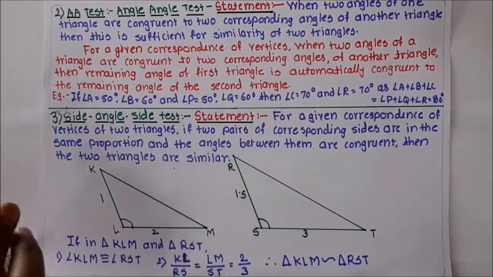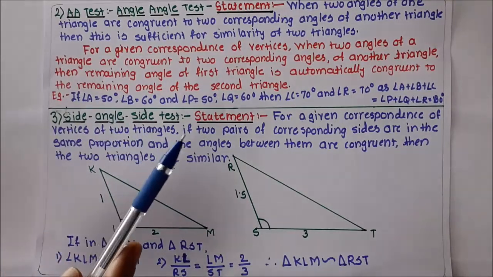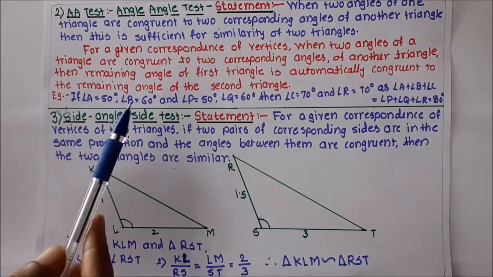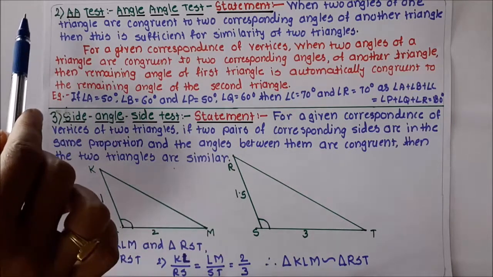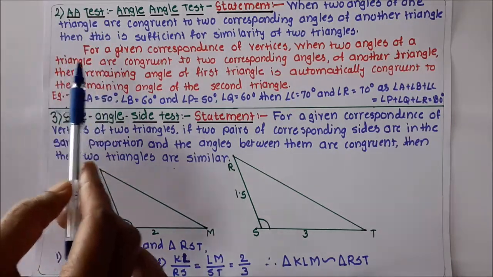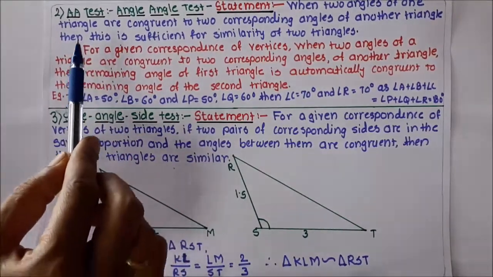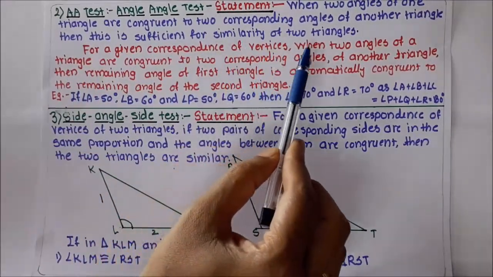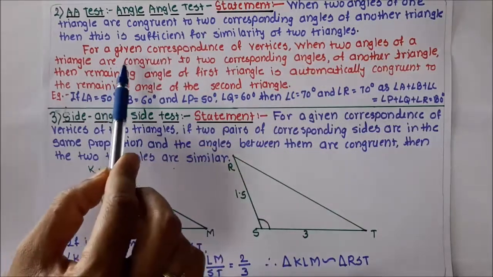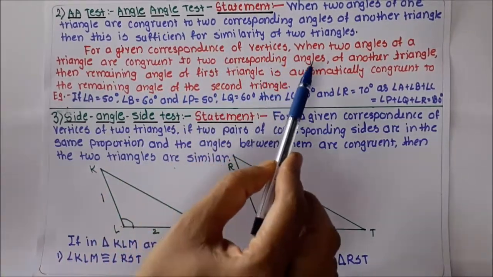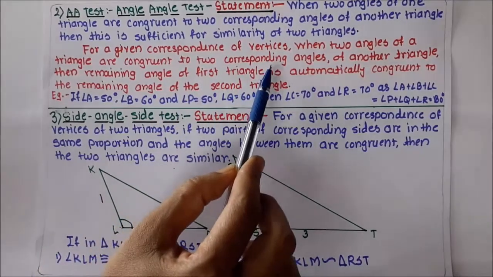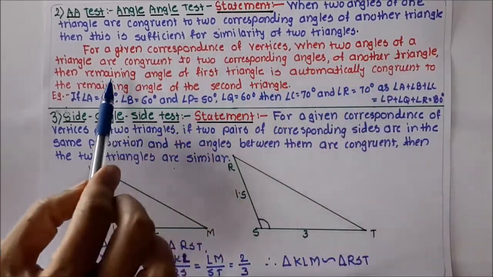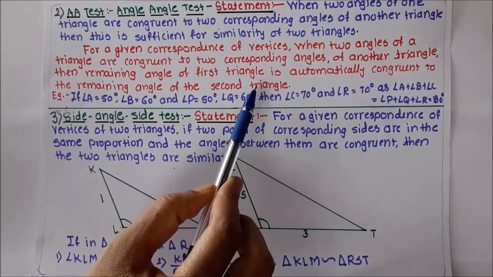Now here students, you will ask me that at first teacher you taught us the three angles AAA test, then why are you teaching us that only two angles are sufficient? Now its description is like this. For a given correspondence of vertices, when two angles of a triangle are congruent to two corresponding angles of another triangle, then the remaining angle of the first triangle is automatically congruent to the remaining angle of the second triangle.